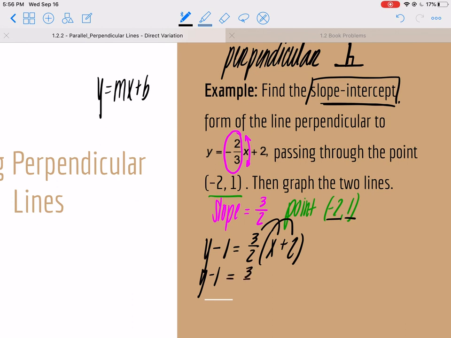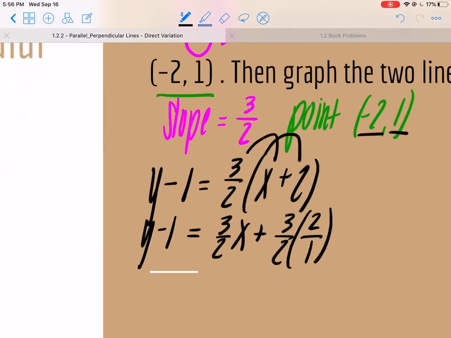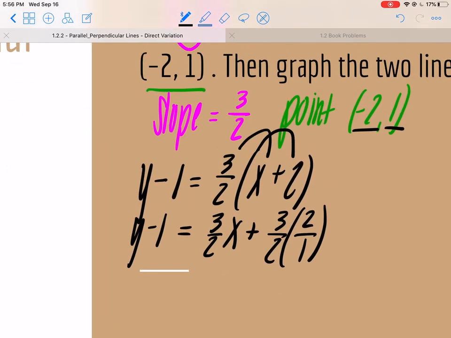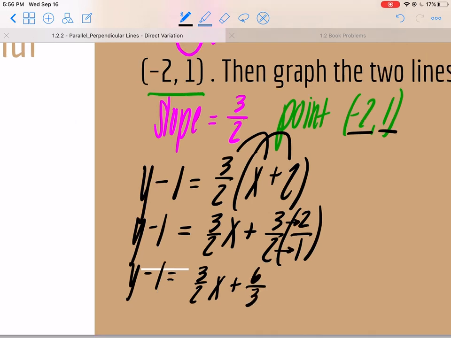So first let's distribute this. So this becomes 3/2 times x plus 3/2 times 2. I'm just going to write that out first. So for 3/2 times 2, I'm going to write that 2 as 2 over 1, because anytime you're multiplying fractions, it's easier to have them both as fractions. So then I get y minus 1 equals 3/2 x plus 3 times 2 is 6, 2 times 1 is 2.